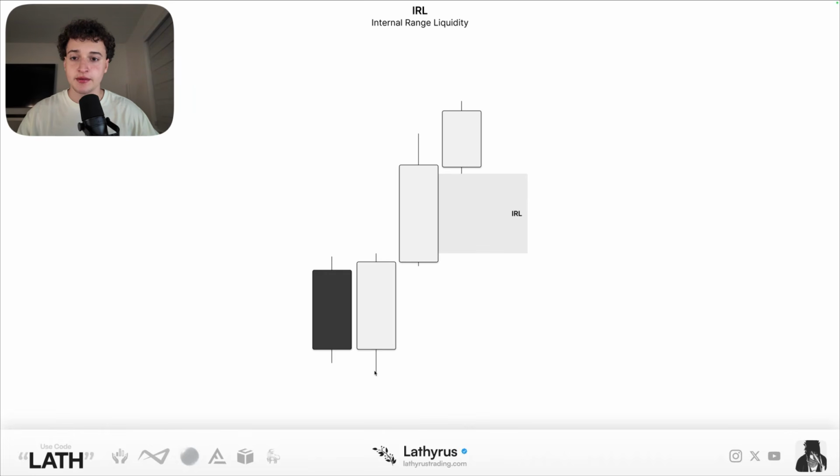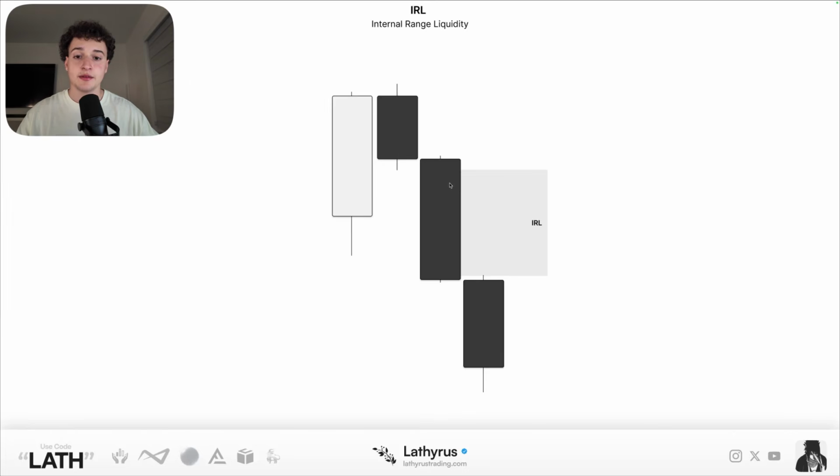In this next slide, we're going to be talking about IRL, which is internal range liquidity. As we see, same as the last one, we have a range, right? Range low and range high. And in between that range, we have a fair value gap, which is IRL. This is the same scenario, but in bearish context, we have a range high and a range low, and IRL marked out in the middle, which is essentially just a gap again. Now, IRL has two forms, either a fair value gap or a high or low inside of a range.